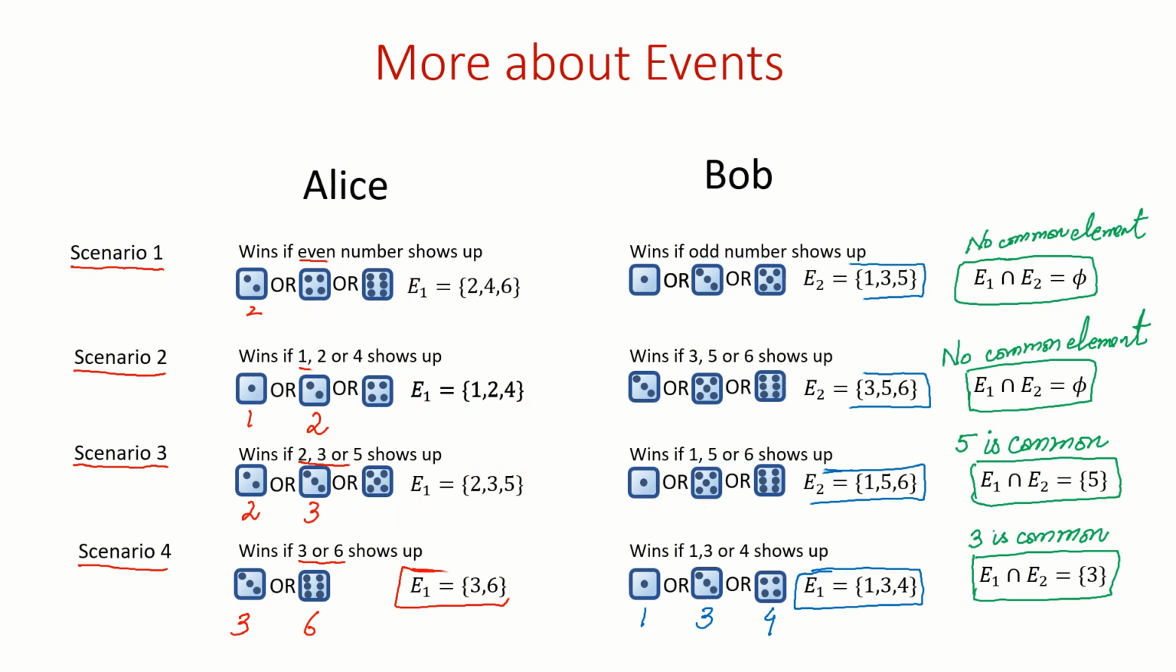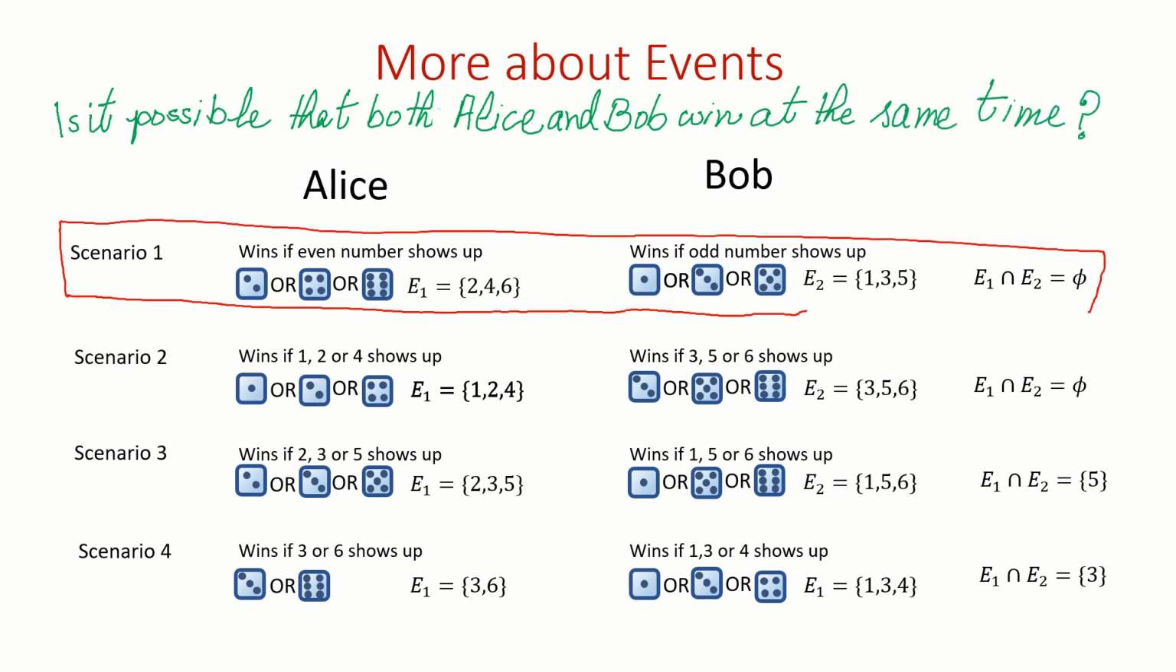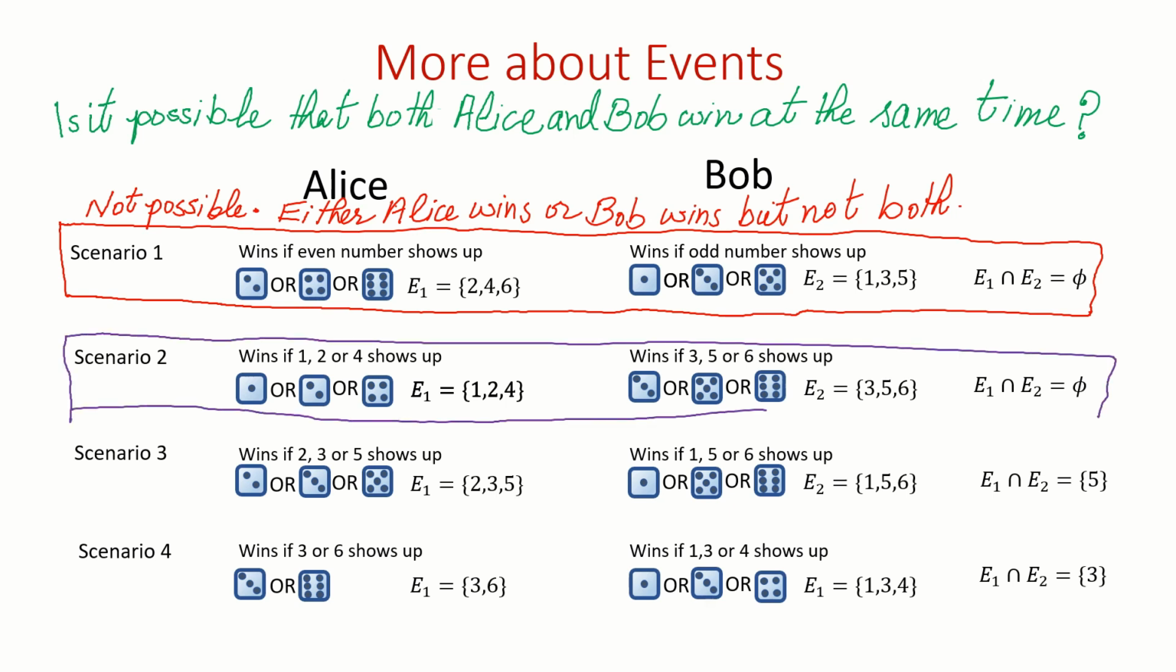Let us ask the question, is it possible that both Alice and Bob win at the same time? Let's consider the first scenario. It is not possible in the first scenario because if the dice shows up an even number, then Alice will win and Bob will lose, and vice versa. In the second scenario, it is also not possible that both Alice and Bob win at the same time. If 1, 2 or 4 show up, then Alice will win and Bob will lose, and if 3, 5 or 6 show up, Bob will win and Alice will lose.